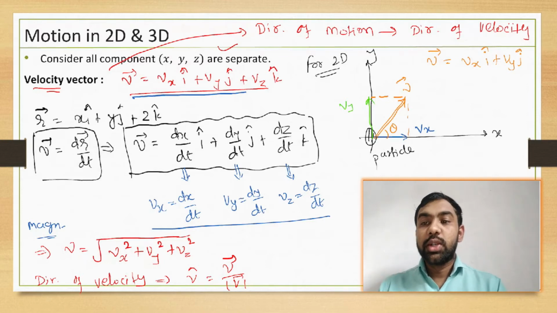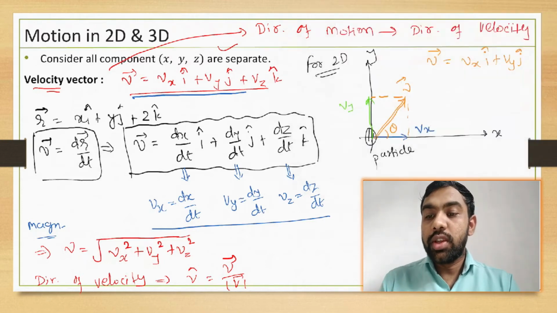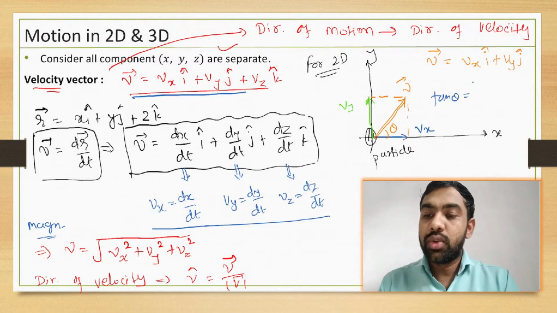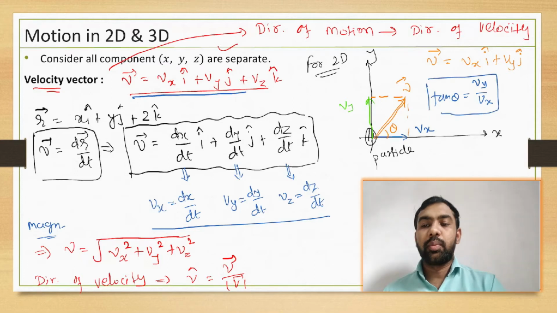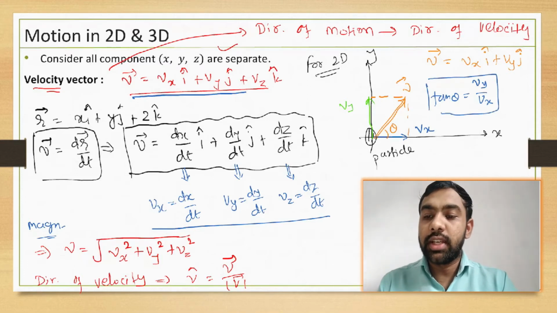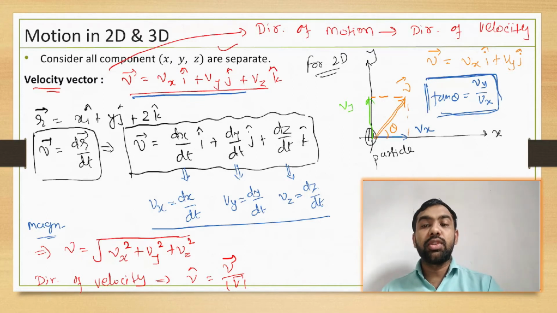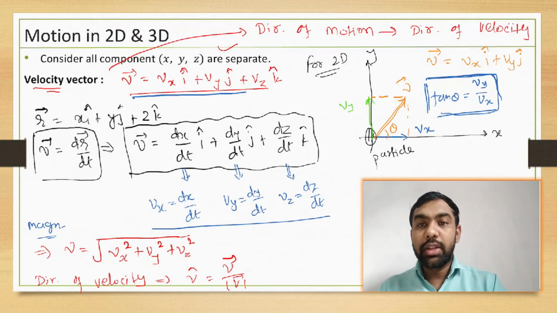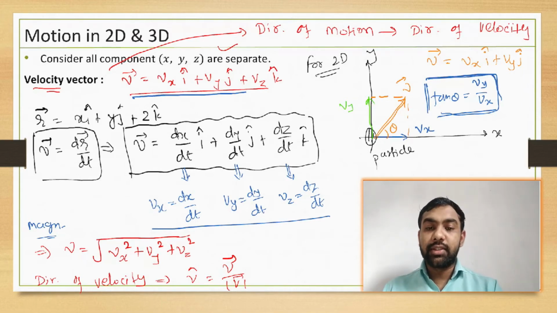then tan theta also gives us direction, as we know. So what is tan theta? So here tan theta is equal to vy upon vx, opposite upon adjacent, and theta is with x axis. Here theta is with x axis. If you consider with y axis, then vx upon vy. Here where have we taken theta? With x axis. Okay, so this way you can find it.